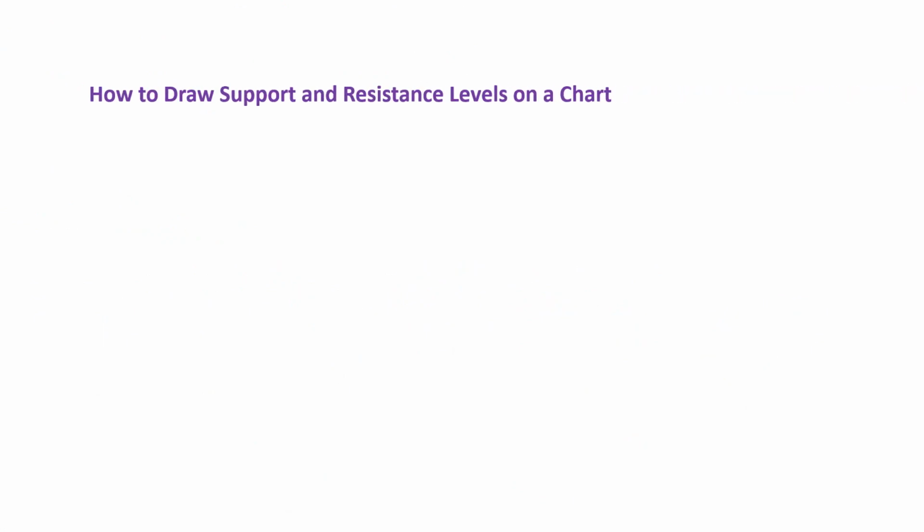How to draw support and resistance levels on a chart. Here are 7 guidelines to help you draw them effectively. Number one, zoom in on your chart to get a clearer view of price movement. This allows you to identify key levels more accurately and reduce the chance of missing important support and resistance points.